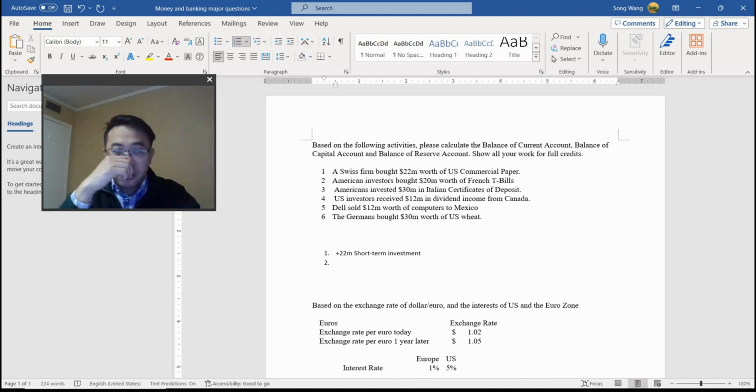All right. The second one, American investors bought 20 million worth of French T-bills. So that's about Americans spending money, so that's going to be negative 20 mil. And the T-bills, again, is not portfolio investment. T-bills is treasury bills. Yes, the French also issue T-bills. And that's also short-term investment. Well, if you have a hard time distinguishing the long-term and short-term from these financial instruments, it does not matter, because no matter short-term or long-term, they all belong to the capital account.